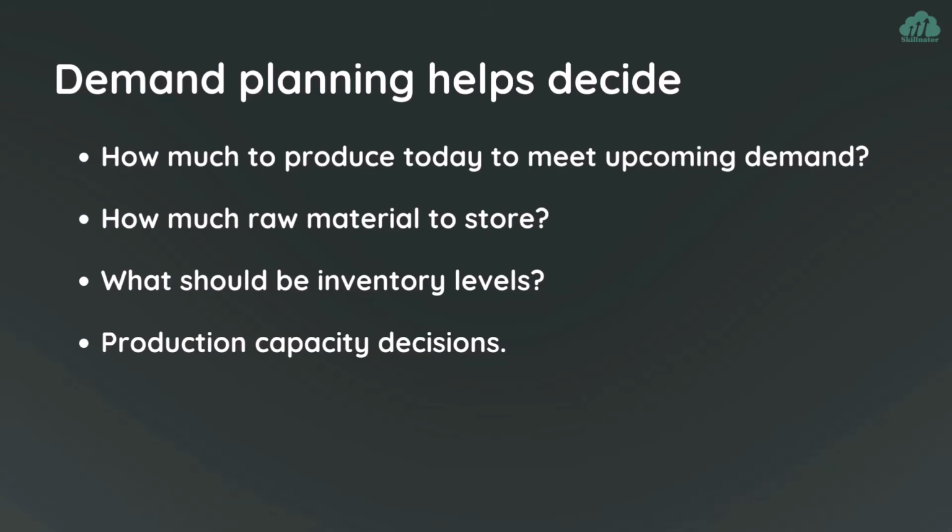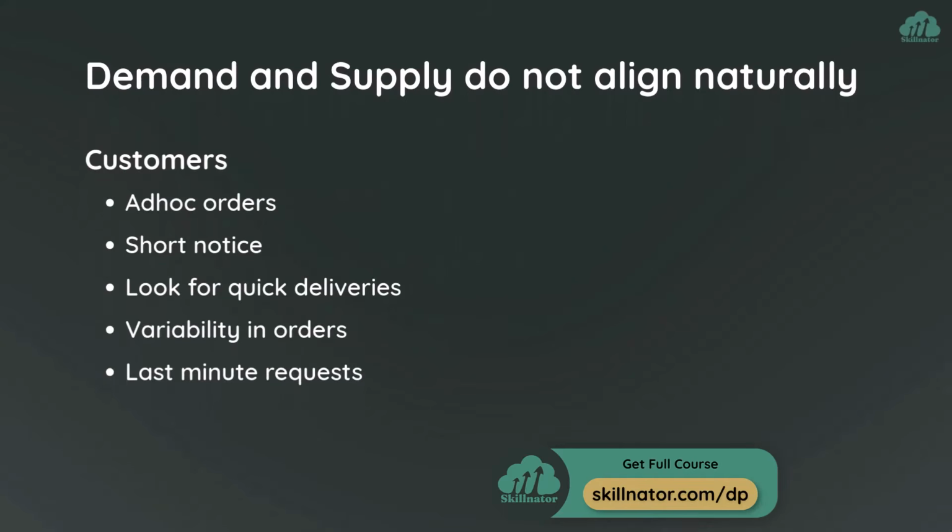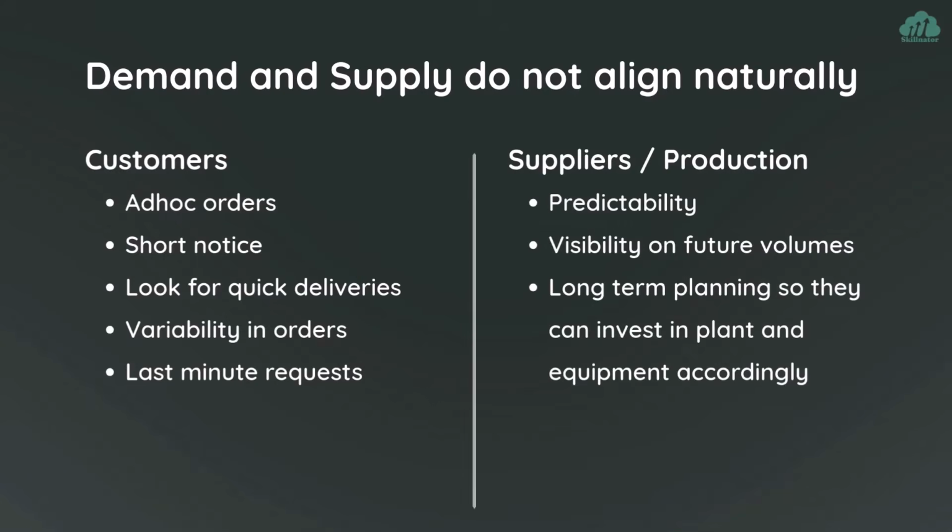The key idea here is that demand planning exists because demand and supply do not naturally align on their own. Customers usually behave in an unpredictable way. They may want products at different times, in different quantities, with different variants, and sometimes on very little notice. Supply and production, on the other hand, need discipline, structure, and planning. For example, factories need lead time to produce the products, suppliers need some forecast about how much raw material we are going to be buying from them, warehouses need space, and so on.